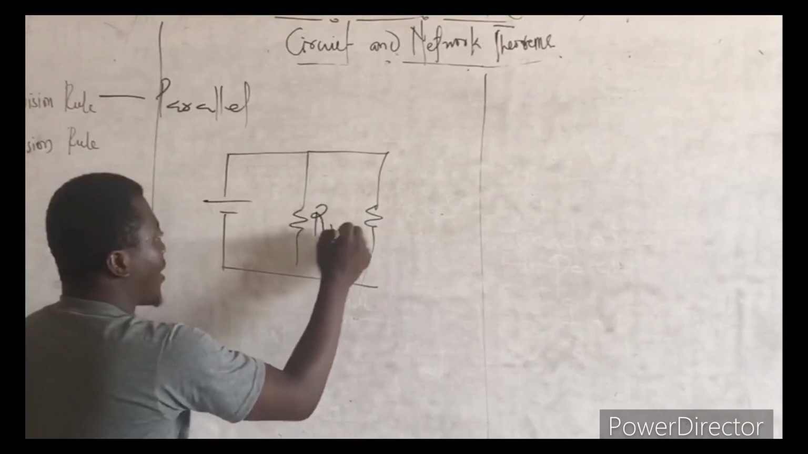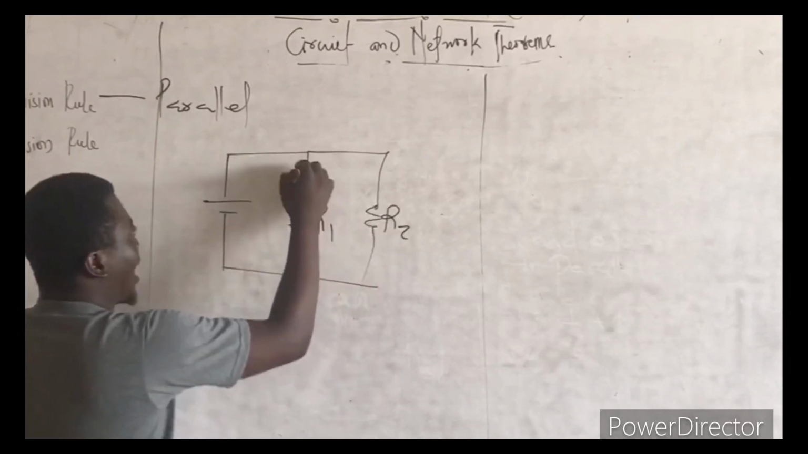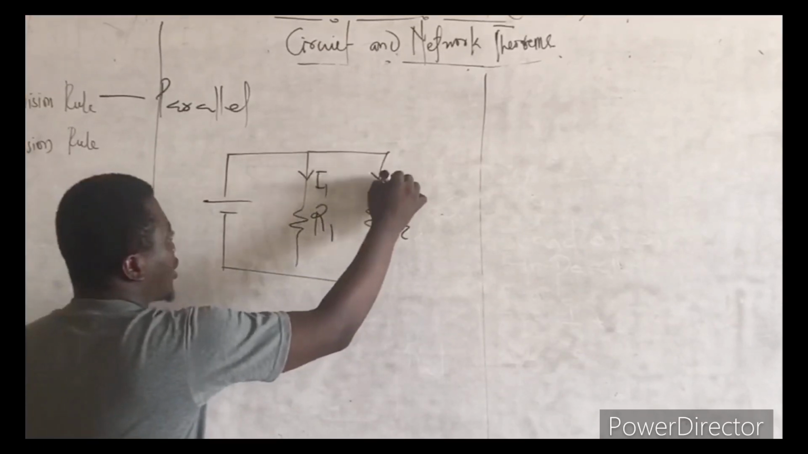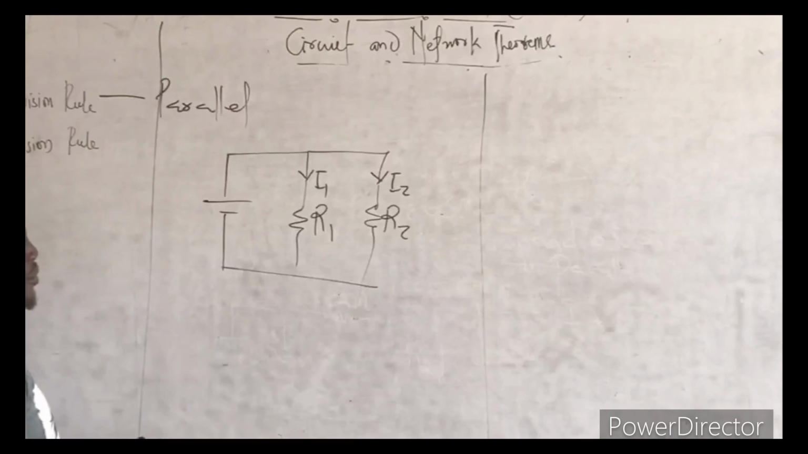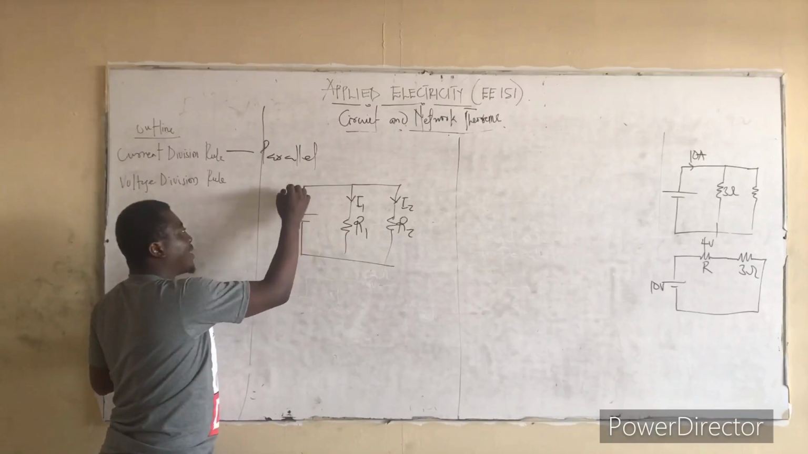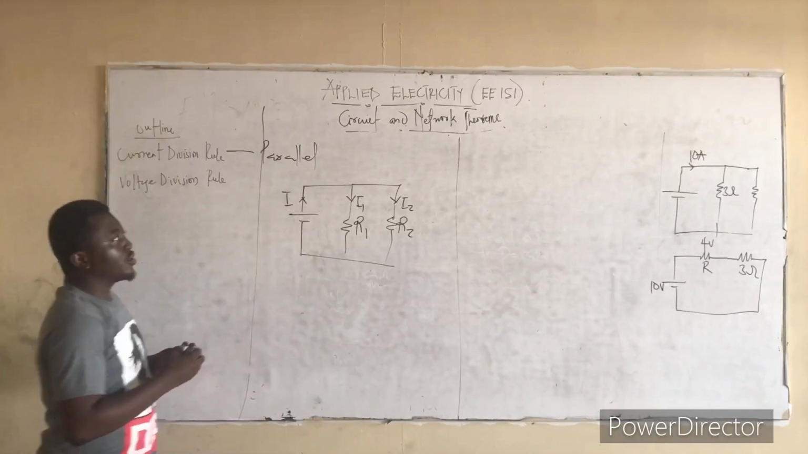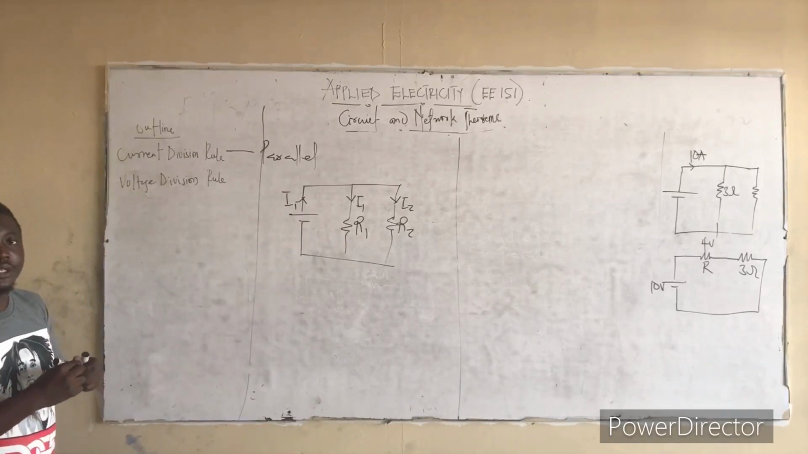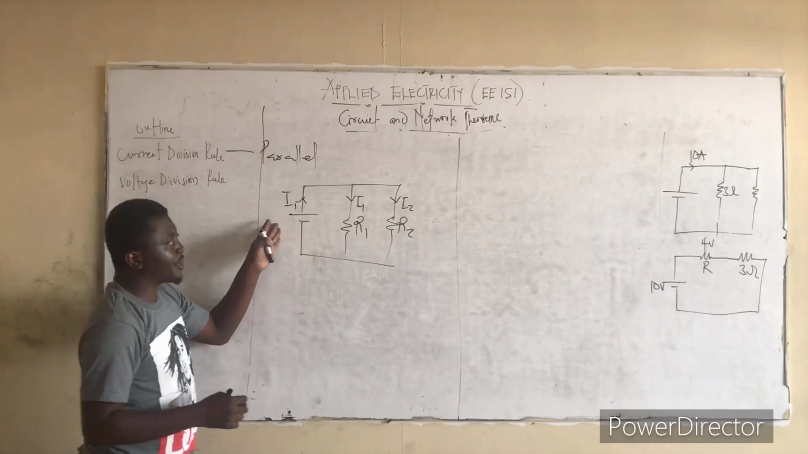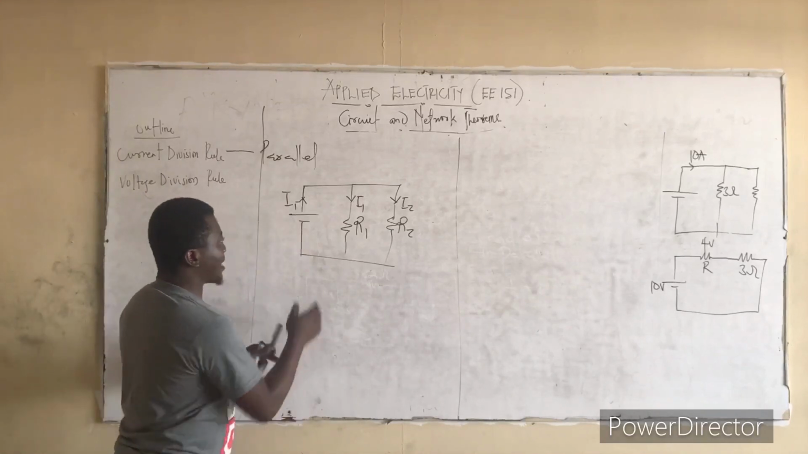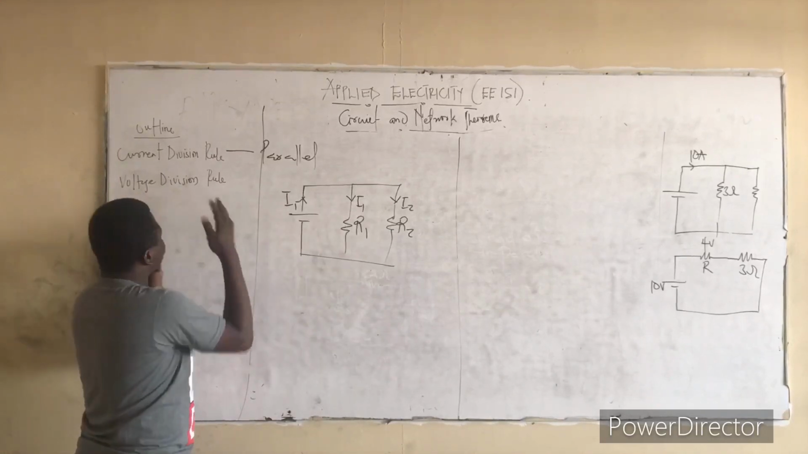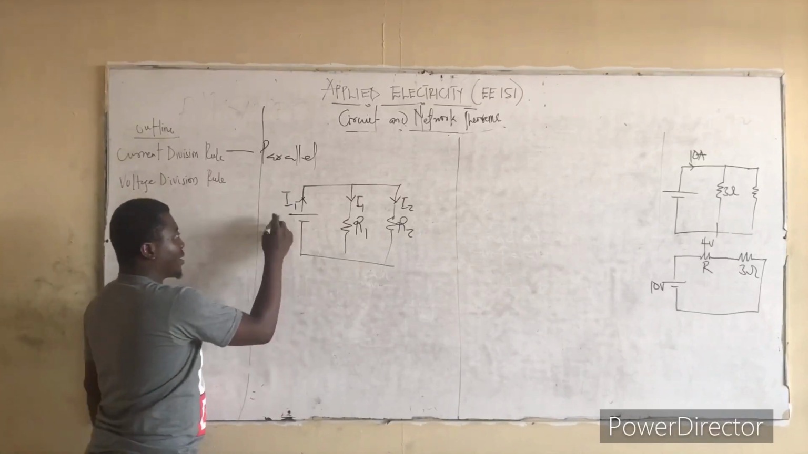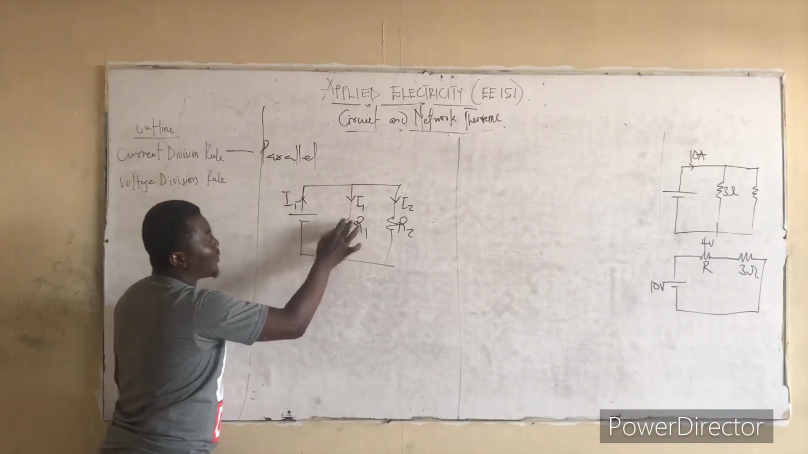So we have R1, R2. Assuming I1 is the current going here, and I2 is the current going here. And you have I total to be the current from the source. So if I total is the current from the source, what is going to happen is that it is going to be divided. That's why it is current division. Since it is current division, this is going to be shared by these two.